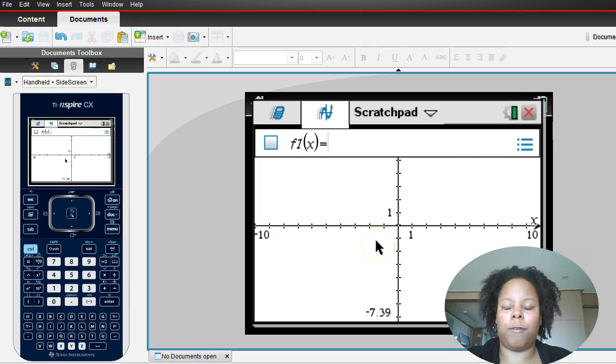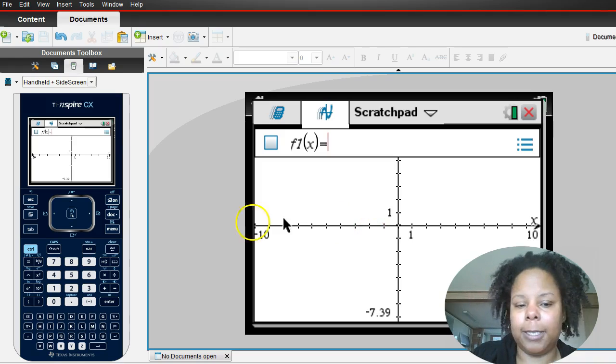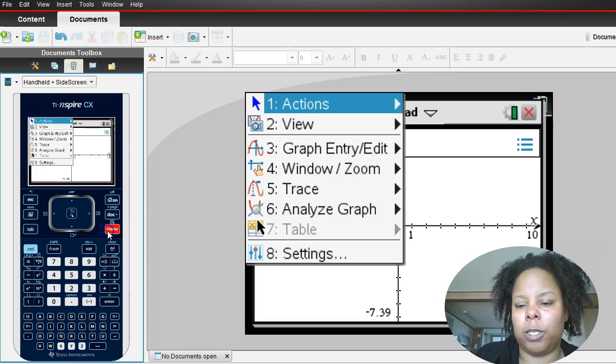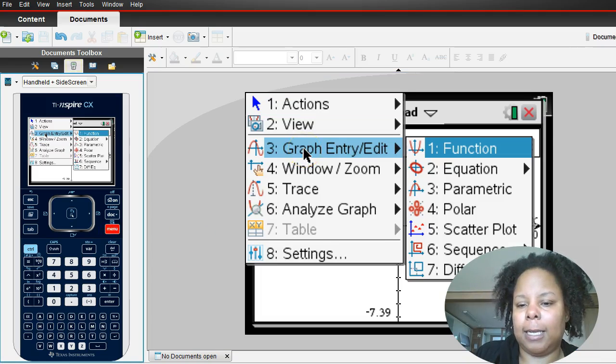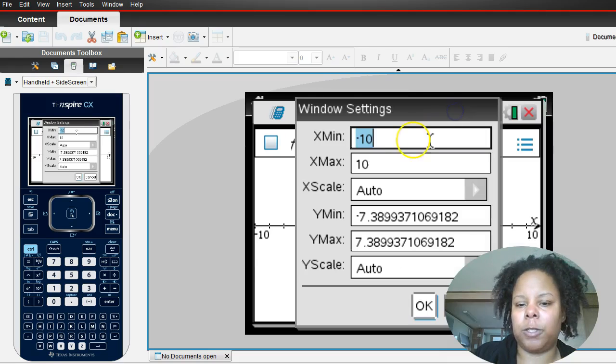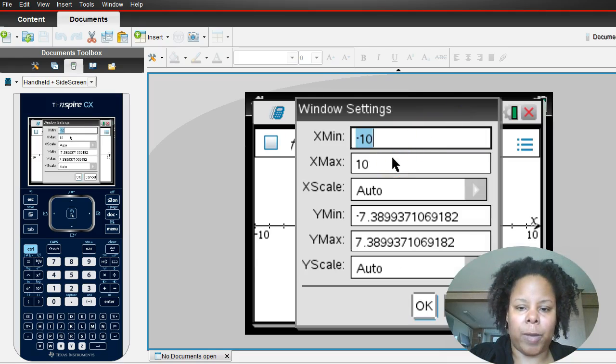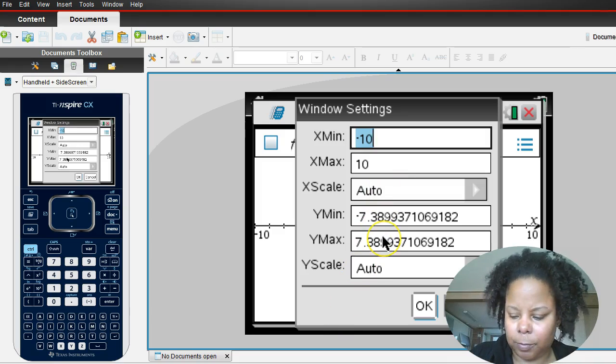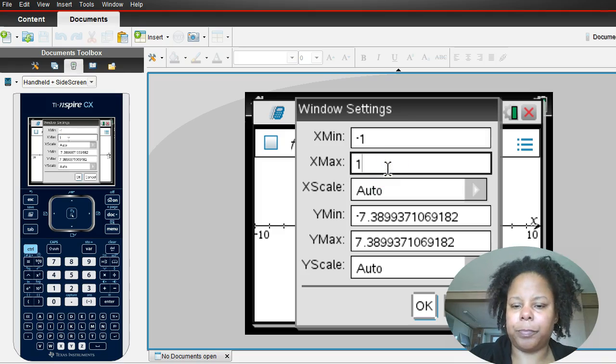Now, if you recall, for our inverse sine function, the domain is from 0 to 1. And our range is an angle measurement, which is from 0 to 90. So I'm going to change my window to represent something like that. So I'll go to menu 4 to change the window settings. Remember, our domain is from 0 to 1. So I'm going to just put -1 to 1, just so you can see something.